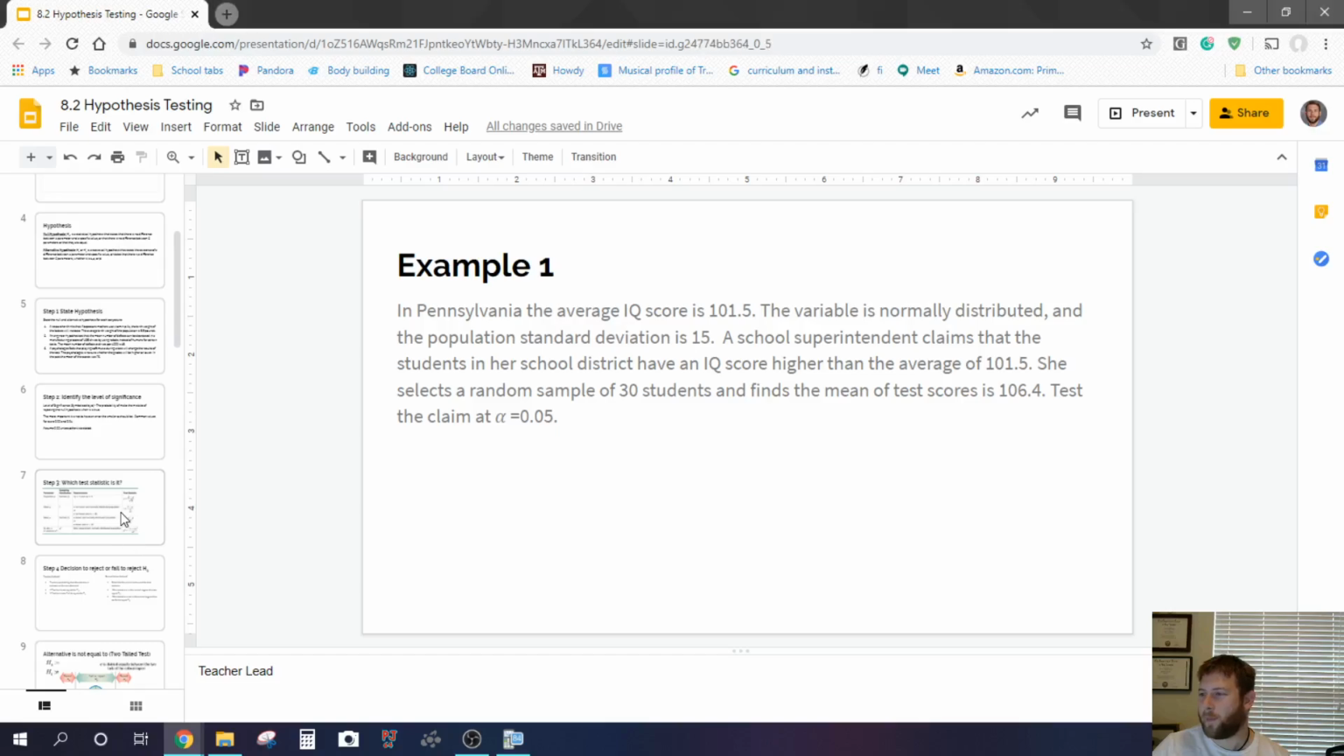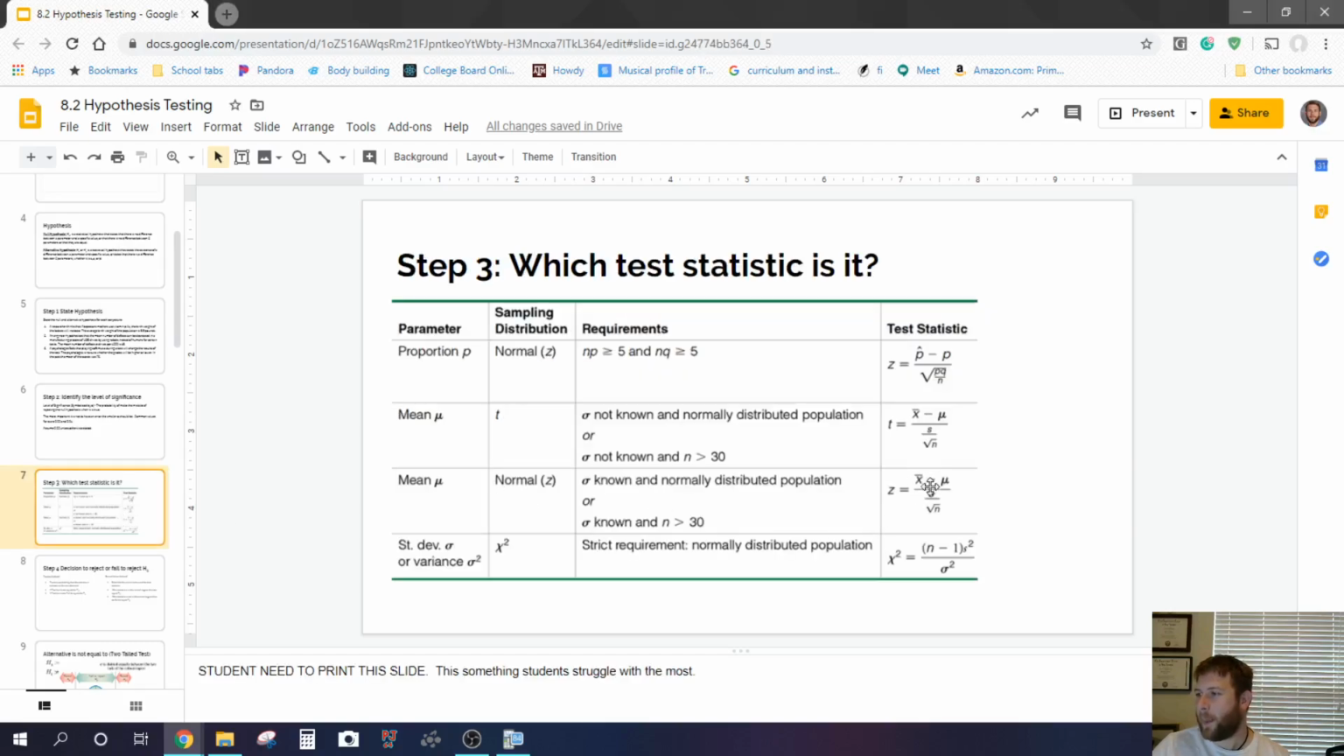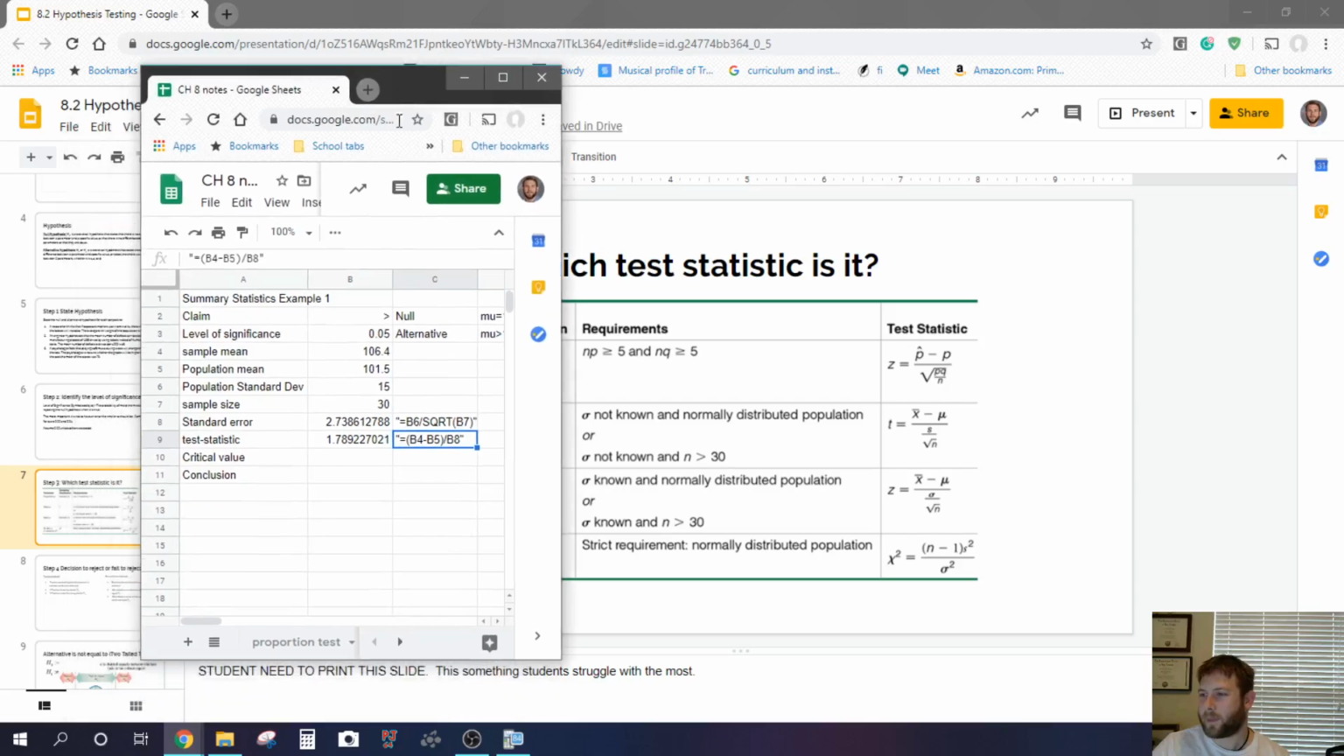Now our test statistic. What you do to find your test statistic is the sample mean minus the population mean divided by standard error. And you'll notice that's what I did. B4 is the sample mean, minus B5 the population mean, all divided by our standard error, which we just got in the last one. So if you click here, you'll notice I have B4 minus B5 over B8. And that's all I want you to do today.